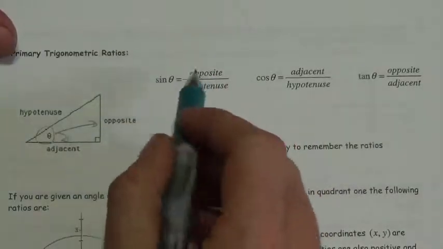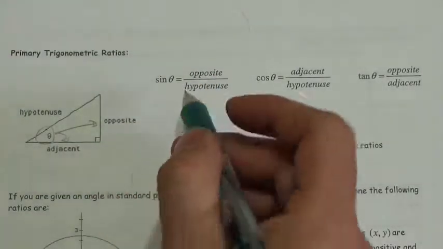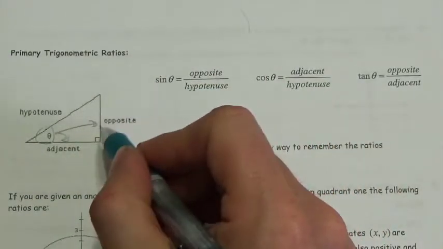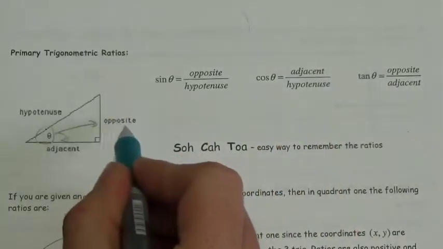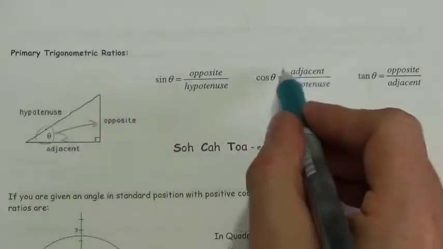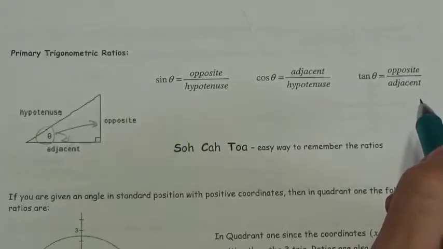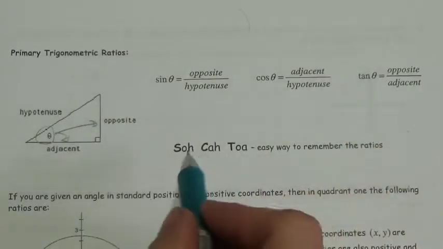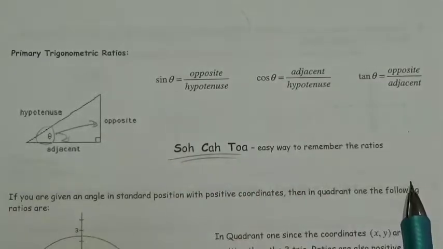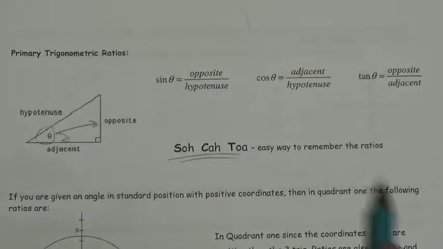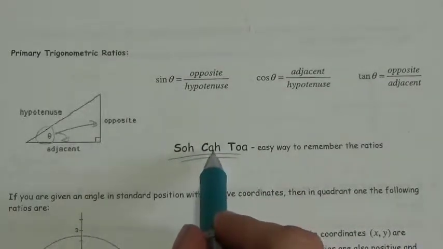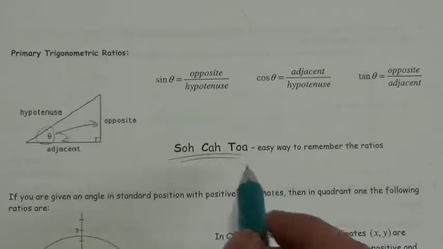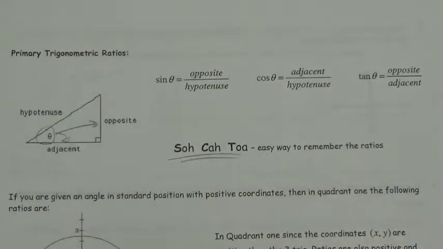It's the largest side in a right angle triangle. And so now you know that the trig ratios here, the sine of that theta, is going to be the ratio of the opposite side to the hypotenuse. The cosine will be the length of the adjacent divided by the length of the hypotenuse. And tangent will be the opposite over the adjacent. And so we get this little SOHCAHTOA: sine is opposite over hypotenuse, cosine is adjacent over hypotenuse, tangent is opposite over adjacent. That's just a way of remembering the different ratios.